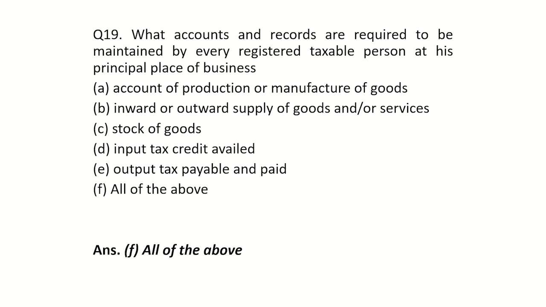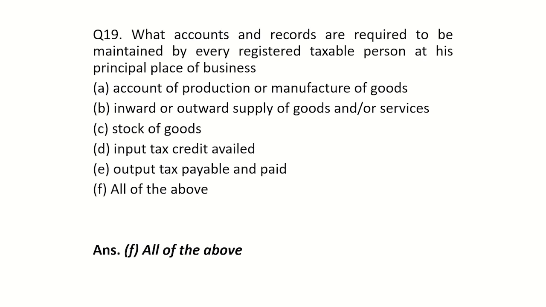What accounts and records are required to be maintained by every registered taxable person at his principal place of business? Options given are account of production or manufacture of goods, inward or outward supply of goods and or services, stock of goods, input tax credit availed, output tax payable and paid, or last option, all of the above. Answer is already given there.